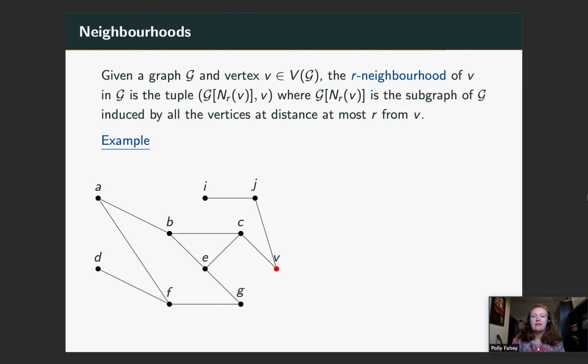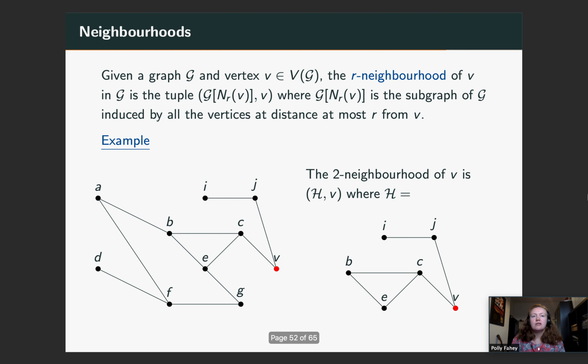So if we take the following graph, then we can see that the vertices I, J, C, B and E are all at distance 2 from the vertex V. And so the 2 neighbourhood of V in this graph would be the tuple H, V, where H is the following graph.